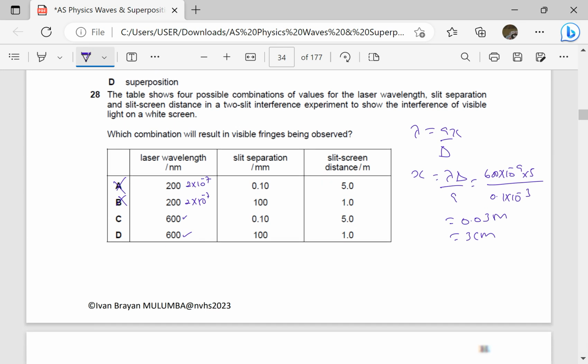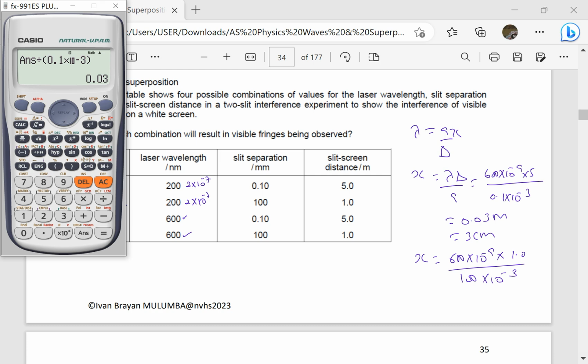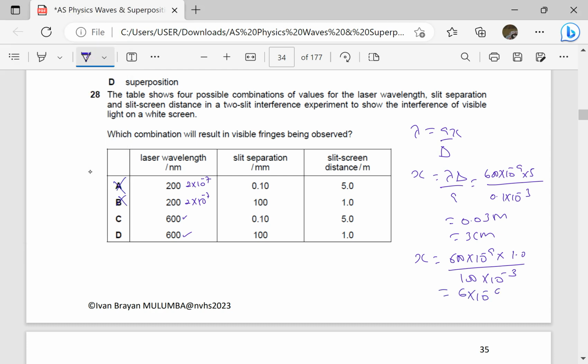Let's check the last one also. x is going to be 600 times 10 power negative 9 times 1.0 divided by 100 times 10 power negative 3. Let's check if they are also visible. So this is very small, 6 times 10 power negative 6 meters. This is extremely small, it may not be visible, so this other one will be visible. So the answer is going to be C.